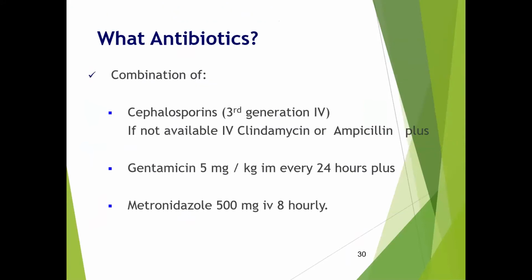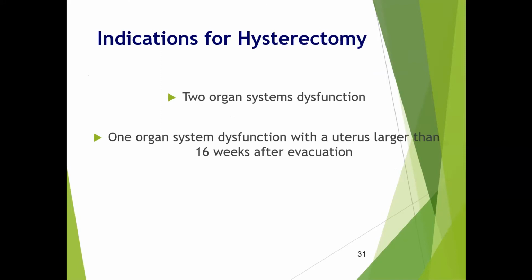And what antibiotics do we usually use? We always go empirical. You use a combination of your cephalosporins. If not available, you can use your ampicillin or clindamycin plus your gentamicin, provided your renal functions are normal, plus metronidazole. This empirical therapy will cover both your gram-negative, gram-positive and your anaerobes. And obviously later, as you get your culture result, you escalate your therapy according to your culture and sensitivity.